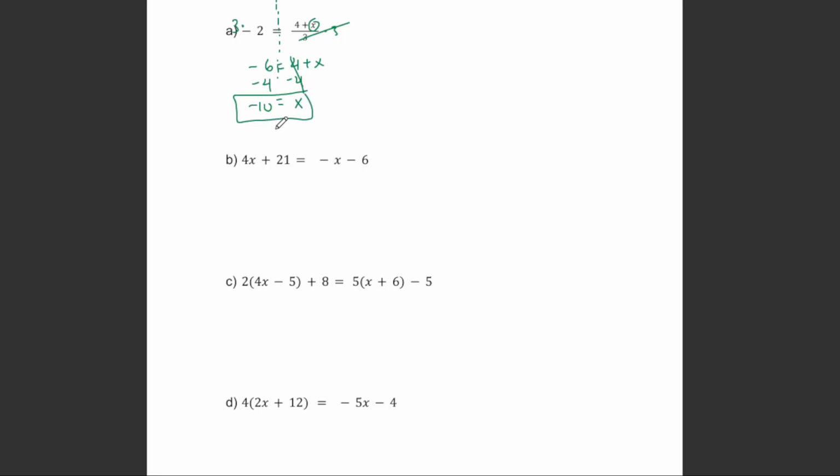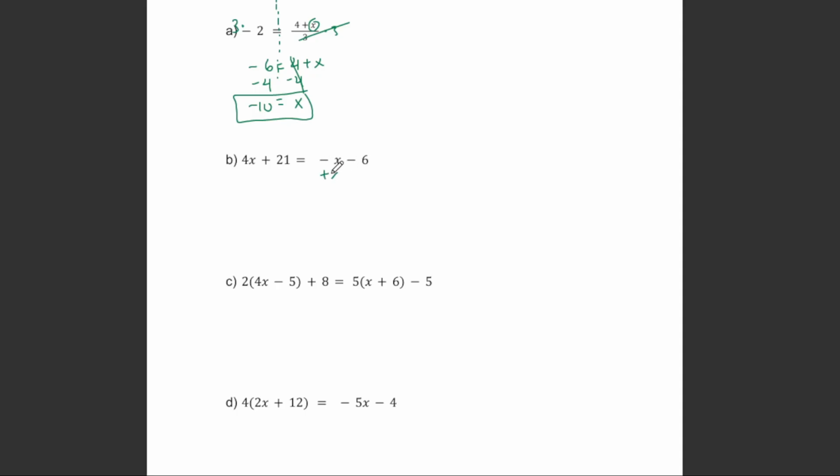Question B here. Okay, we've got 4x plus 21 equals minus x minus 6. Nothing to distribute, nothing to divide. Okay, no like terms on the left, no like terms on the right. But this is a double-sided equation, so I have to eliminate one of these x's. So which one should I eliminate? You pick, okay? But I think I want to get rid of this one.